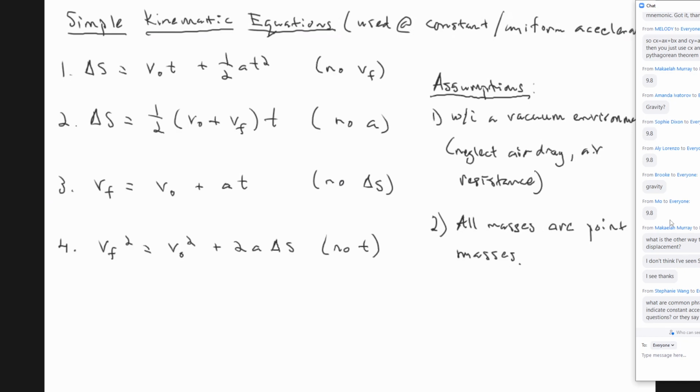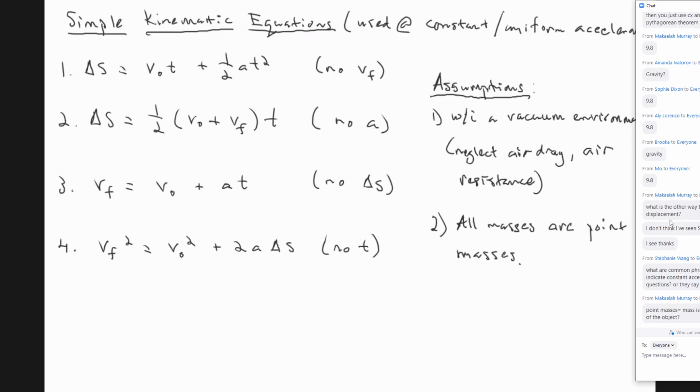Sorry, resistance, air resistance. Apologies. Neglect air drag, comma, air resistance. So they'll tell you that we're neglecting that there's air in the surrounding environment, which means it's in a vacuum. It's another way of saying vacuum environment. Okay.